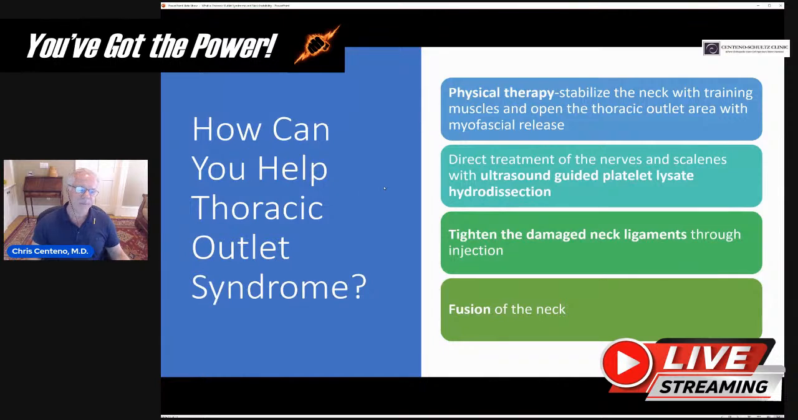So how can you help thoracic outlet syndrome? Well, one is obviously physical therapy. You can stabilize the neck. You can stretch open this area to try to see if that provides better room for the nerves.